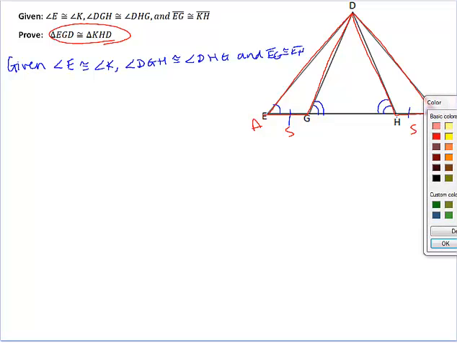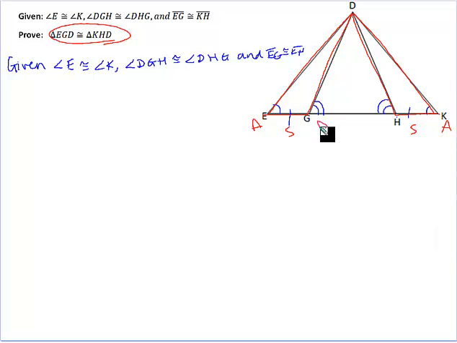If we take a look at what's happening, we have these two angles being congruent to one another. And notice that they both form a linear pair. So that means we should be able to show that those other two angles are also congruent. So we should be able to show that angle EGD is congruent to angle KHD. That's our goal here. So we're going to start off by illustrating the fact that those are both linear pairs.